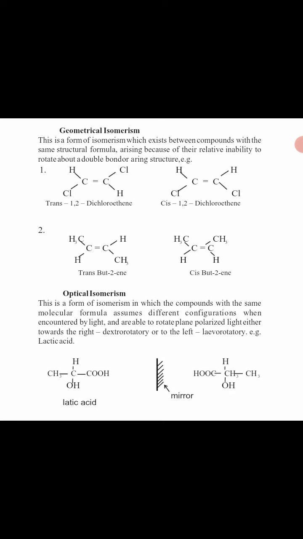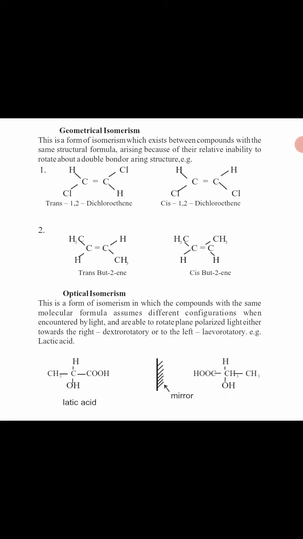Why is it trans? Trans is like talking of transverse. If you know what a transversal line means, transverse. Look at where the Cl is on the first one, while on the right hand side, look at where the Cl is. When they are both below, that one becomes cis 1,2-dichloroethene. If they are in a slant form, that one is trans.